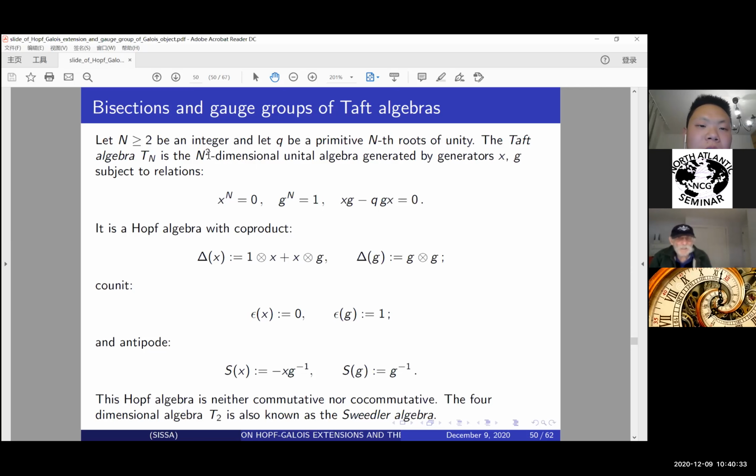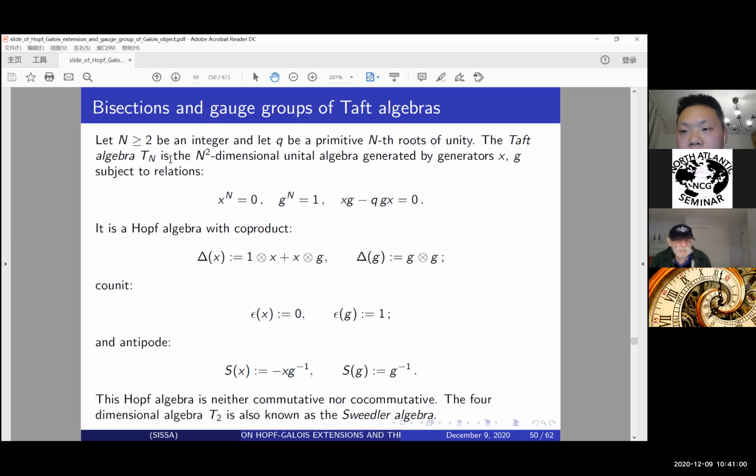If this n is 3, then we have a 9-dimensional Taft algebra. If this n is 2, we have a 4-dimensional Taft algebra. You are writing it as T sub n. Yes. You mean for each integer n equal to or bigger than 2, you have one Taft algebra? Yes, for each n at least 2, there is a Taft algebra.